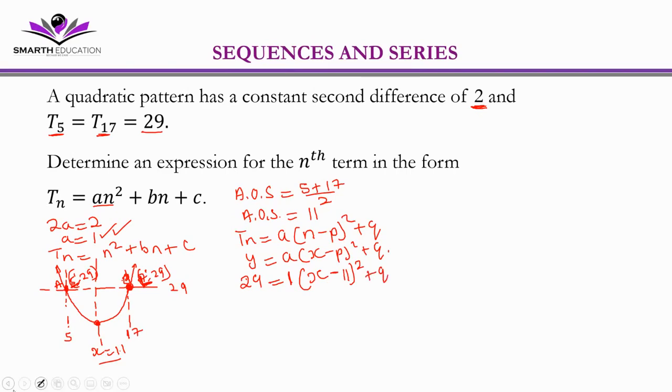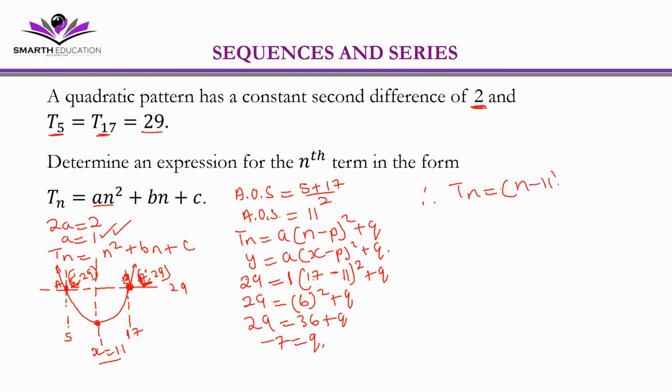You're using n here, not x. 29 is term number 17, so the n there is 17. So it becomes 29 is equal to 17 minus 11, which is 6, squared plus q. So 29 is equal to 36 plus q. Then we subtract 36 from both sides of the equation. Negative 7 is equal to q. Therefore, Tn is equal to, our a is 1, so it's going to be (n minus 11) squared minus 7.